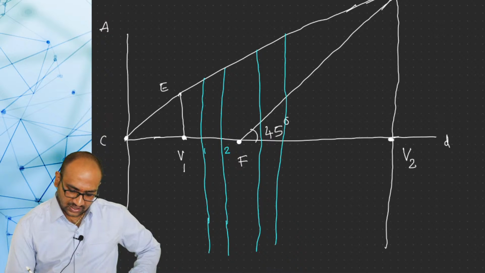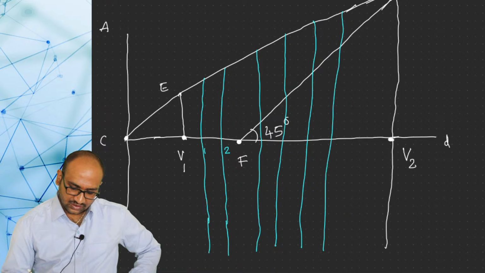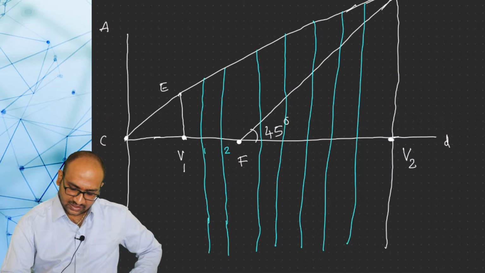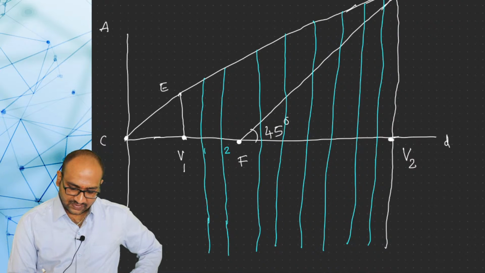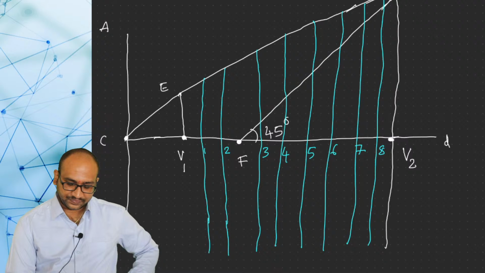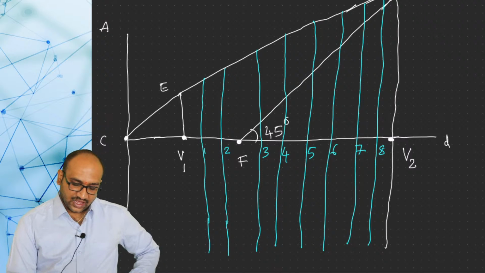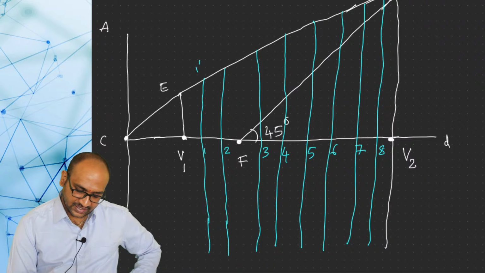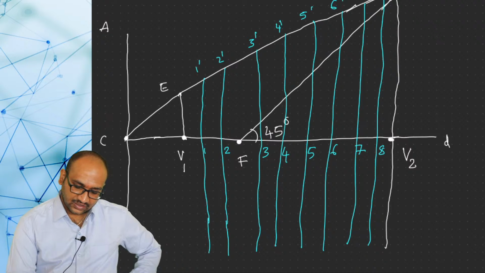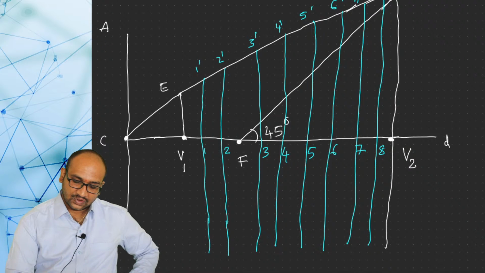They may be equal or unequal. That is no matter. I am dividing this F V2 into a number of parts like this, and I am giving names to these as 3, 4, 5, 6, 7, 8, etc. Okay. Next, I am also giving names as 1 dash, 2 dash, 3 dash, 4 dash, 5 dash, 6 dash, 7 dash, 8 dash.